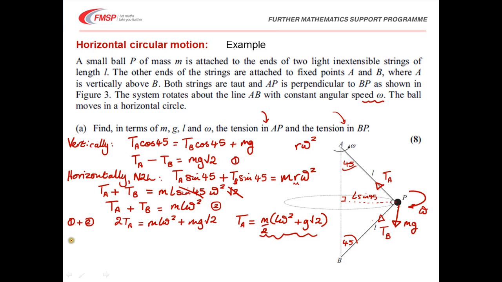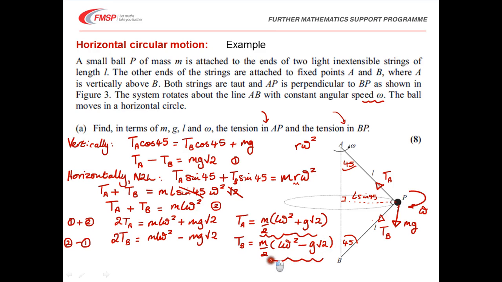And if I subtract the two, I'm going to do equation 2 minus equation 1. If I subtract one from the other, I'm going to end up with 2TB. The TA's cancel this time. That's going to be mL omega squared minus mg root 2. Very similar structures for these two tension expressions, which leaves me with TB is m over 2 L omega squared minus g root 2.